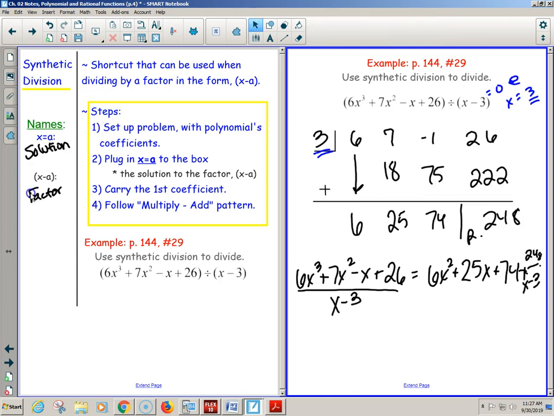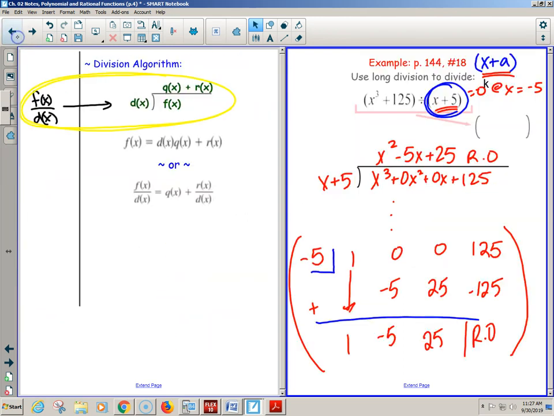So, if that's synthetic, why didn't we use that on Friday when we were doing this whole long division thing? Because we need to learn that one too, because it only works with first degree. X minus 5 or x minus a.